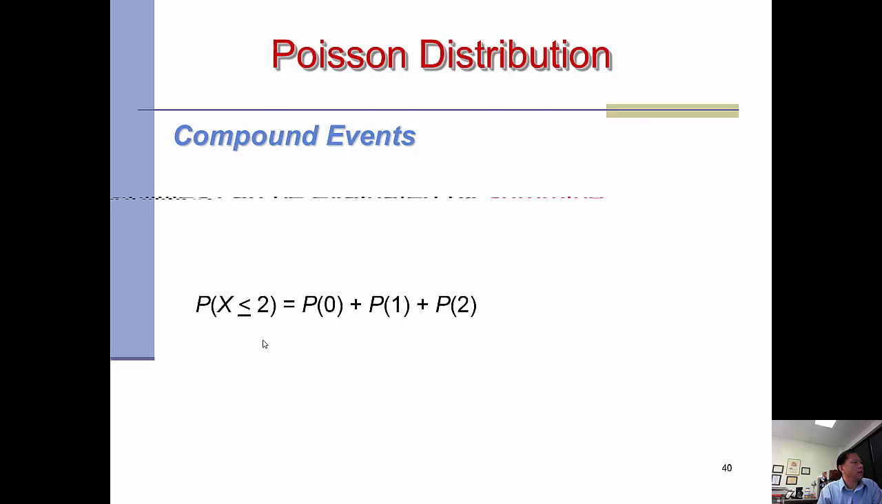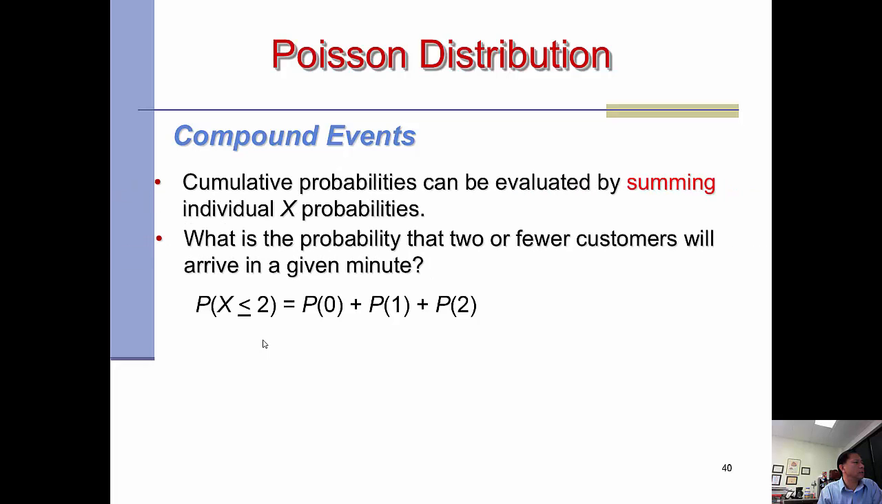Okay. Now let's look at some compound events. Cumulative probabilities can be evaluated by summing individual x probabilities. What is the probability that 2 or fewer customers will arrive in a given minute? Remember here, 2 or fewer. What is 2 or fewer? 0, no customer, is 2 or fewer. 1 is 2 or fewer. 2 is 2 or fewer, right? So for P(x is 2 or fewer), we just add up P0, P1, and P2. And we know from the previous table the values of P0, P1, and P2. We just add them up to get 0.7573.